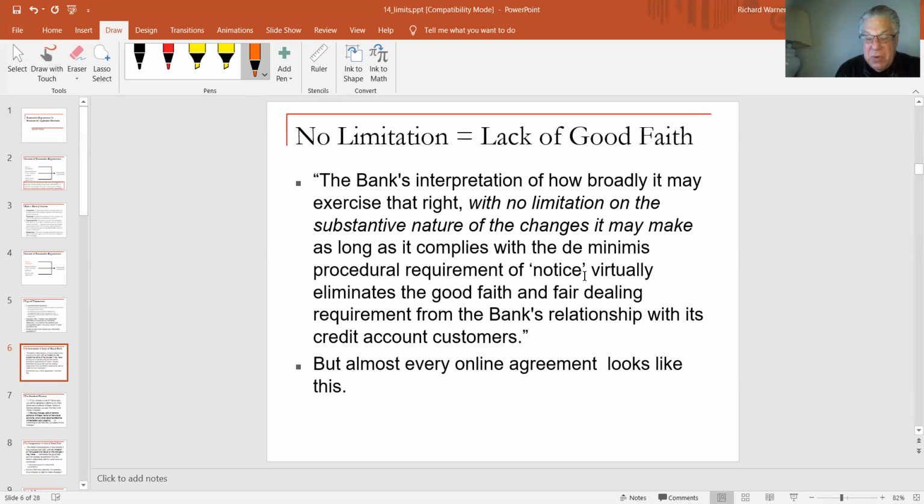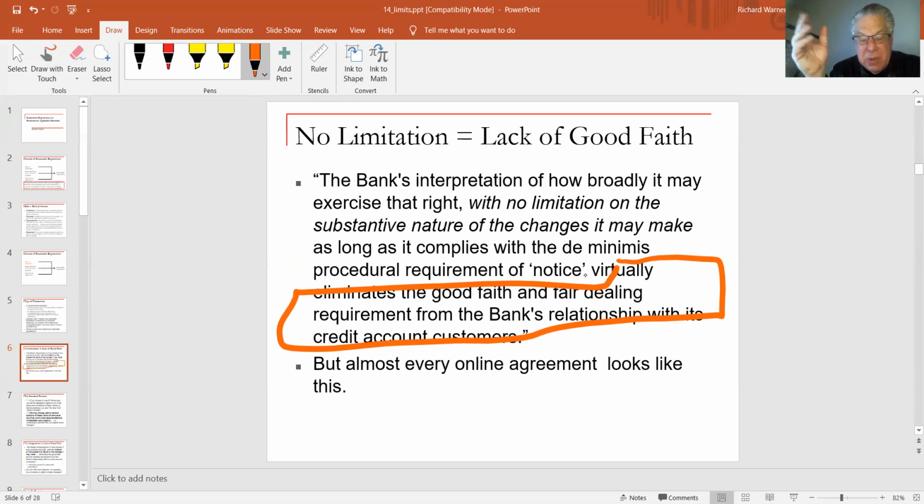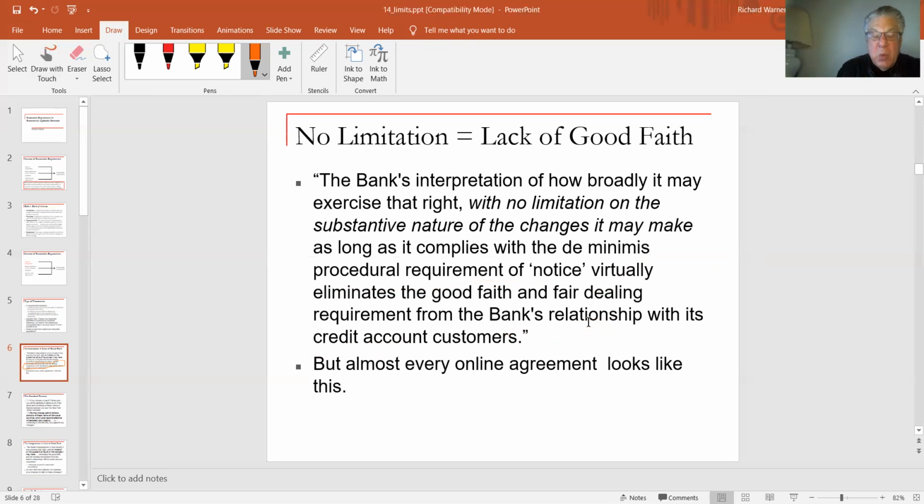The court says that virtually eliminates the requirement of good faith and fair dealing from the bank's relationship with its credit card account holders. So just by the nature of the transaction alone, the Beatty court says, gee, this doesn't look like respecting reasonable expectations, good faith to us. And we will go on to the next two factors in our test for reasonable expectations.